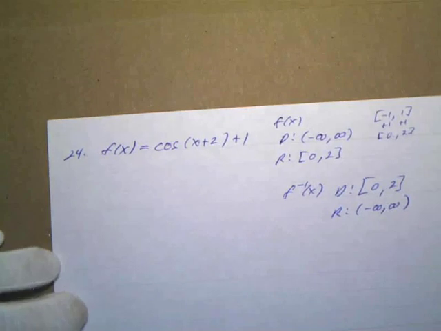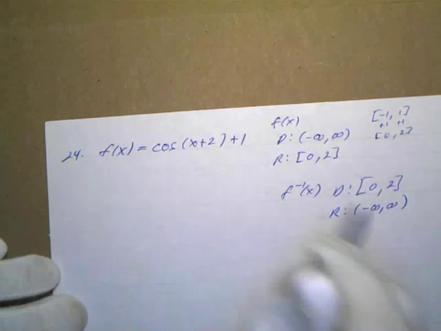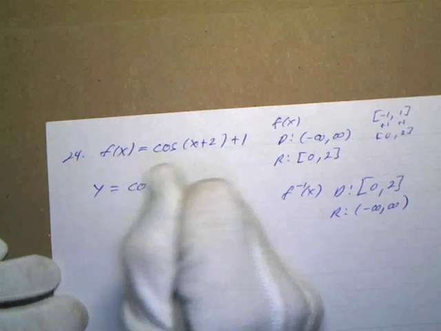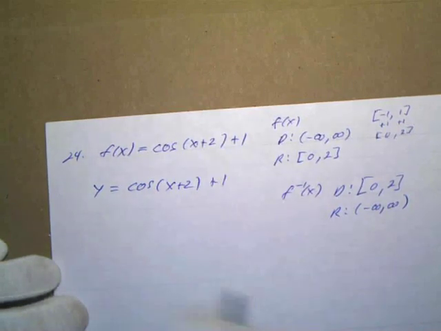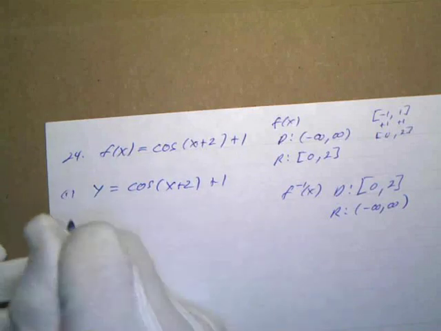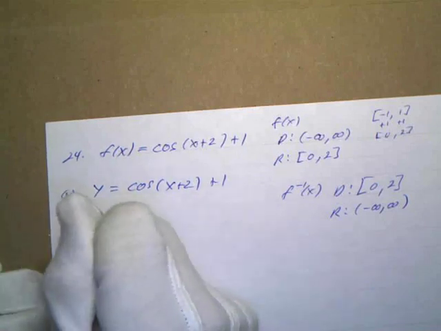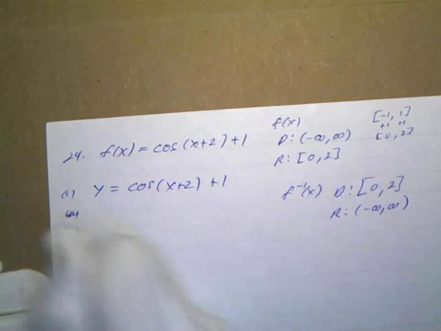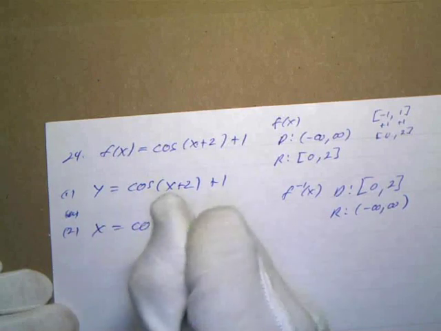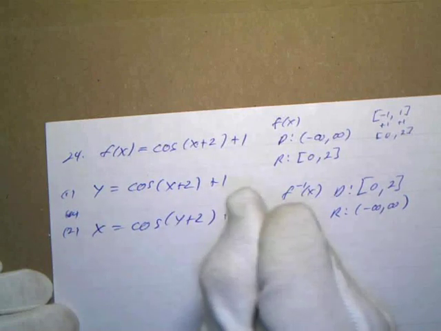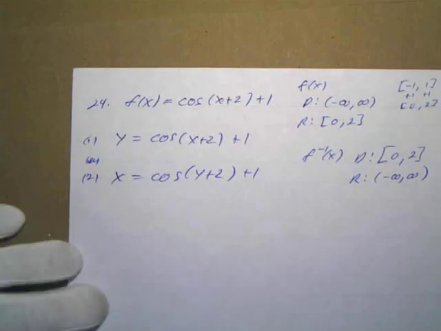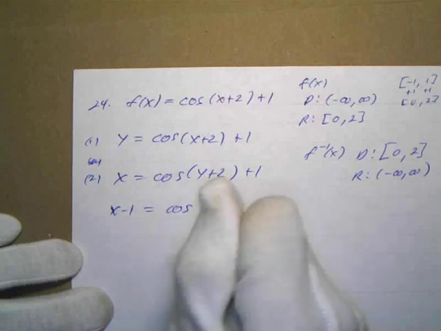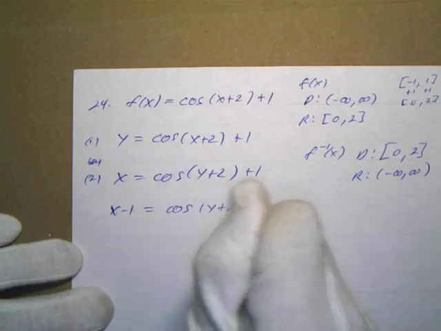Now let's actually find the inverse function. So we do our regular four-step process. First step, change f of x to y. So y equals cosine of x plus 2 plus 1. Then remember we interchange the x and the y. So x equals the cosine of y plus 2 plus 1. Then we solve for y. Okay? So we'll subtract 1 from both sides. We have x minus 1 equals the cosine of y plus 2.